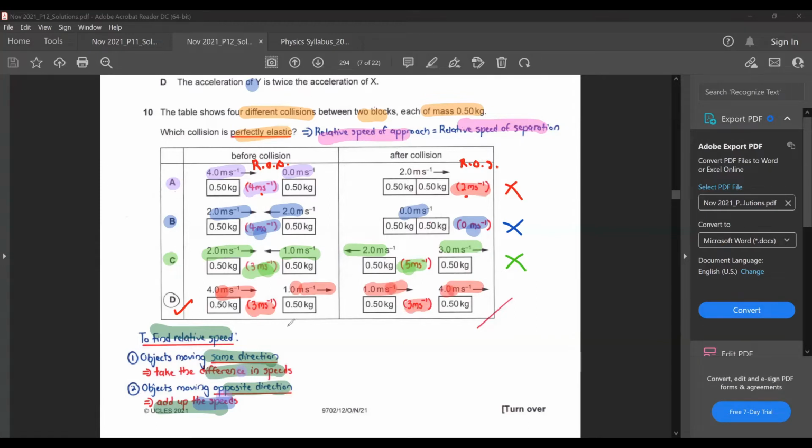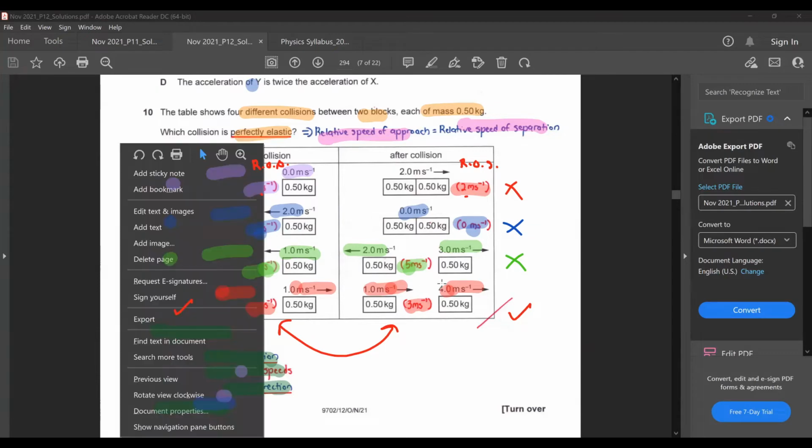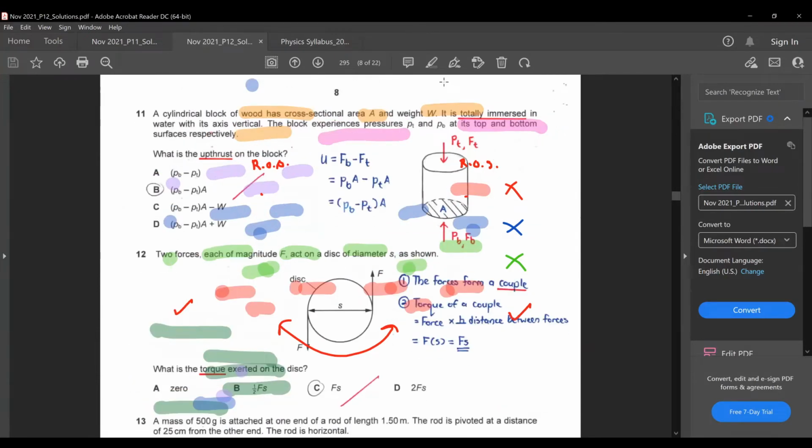So both of these are the same. The relative speed of approach is the same as relative speed of separation. So this one is my answer. So answer is D. Okay. So number 10 is D. Just try to evaluate using relative speed of approach and relative speed of separation.